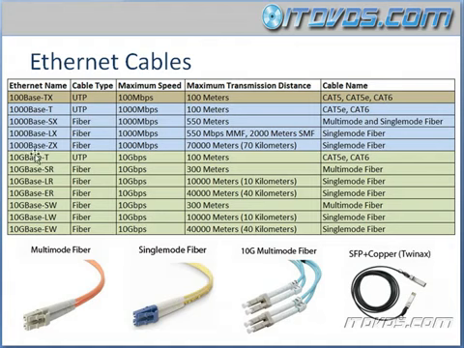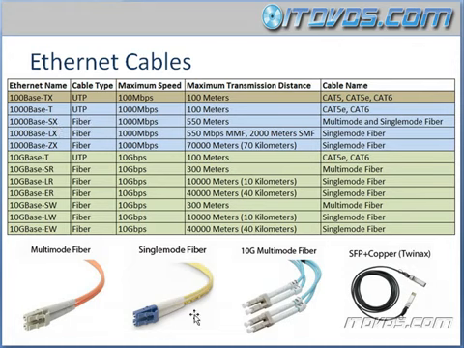Then we've got our 1000 base T. This is also UTP cable. We're going to get 1000 megabits per second, or a gigabit. 100 meters is as far as it can go. This can be Cat5e or Cat6. Notice it can't be a Cat5 cable. Then 1000 base SX. This is going to be fiber.